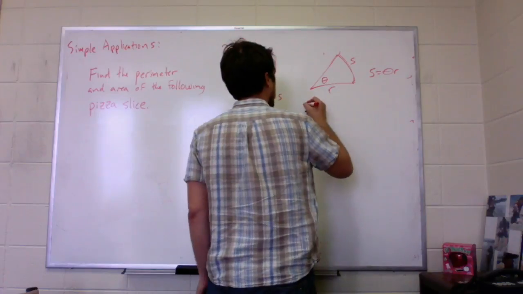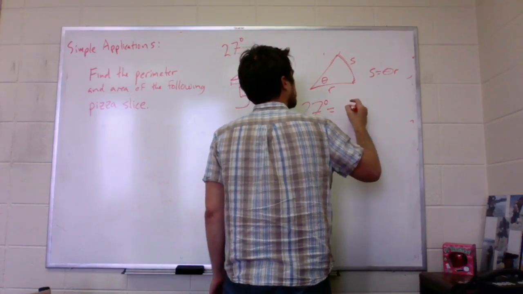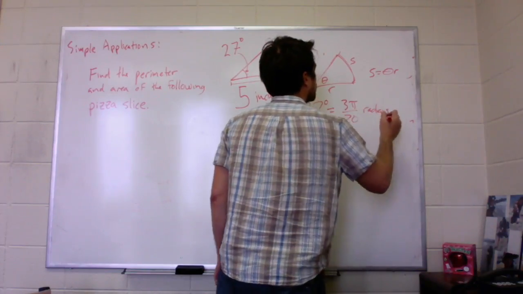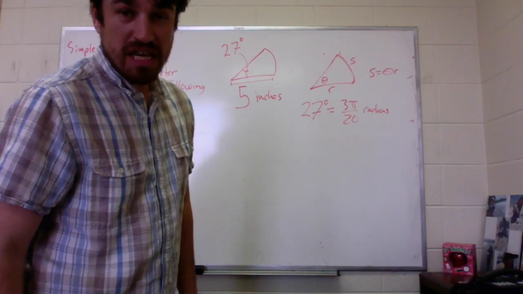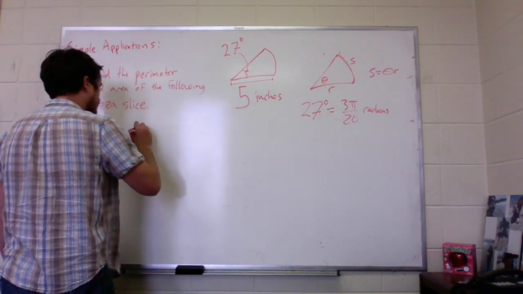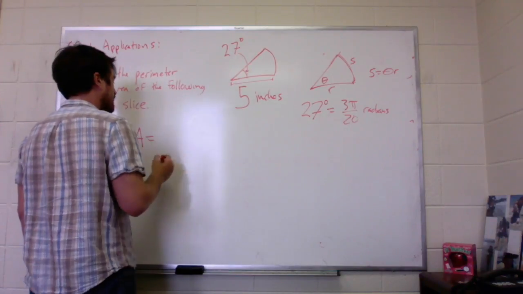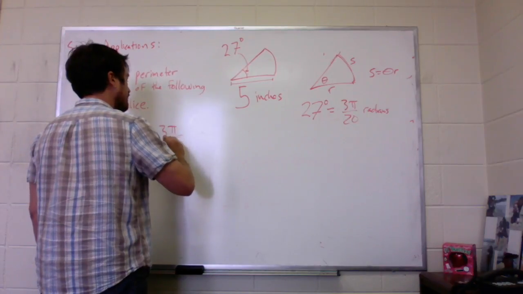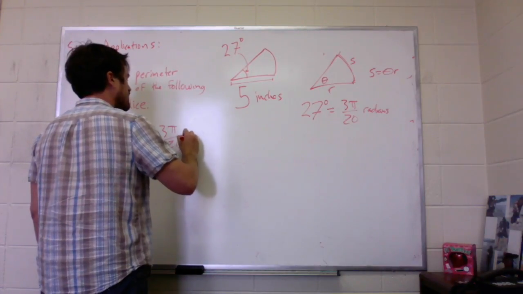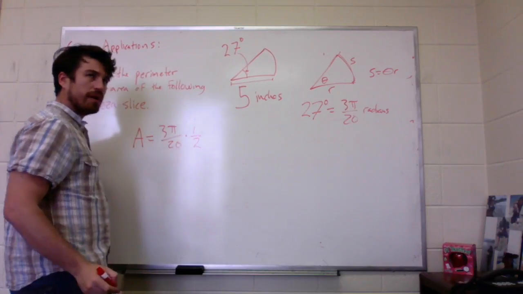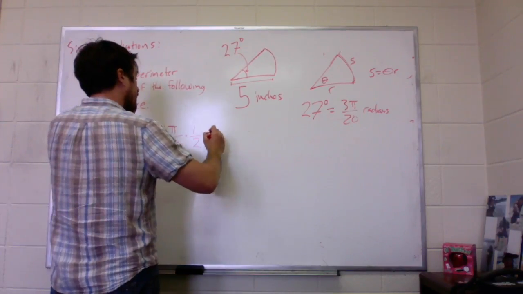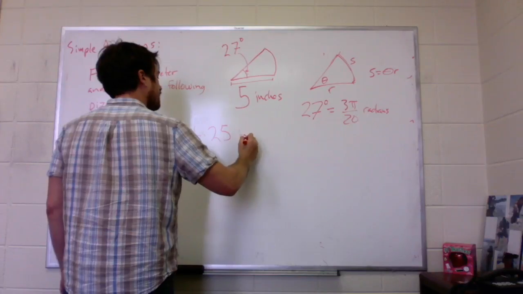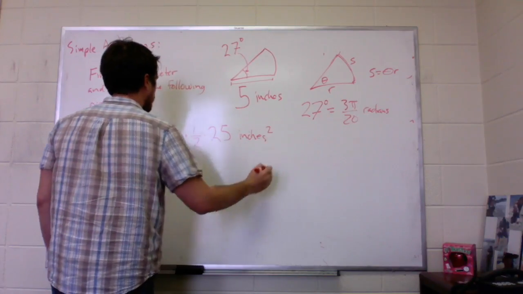So again, we're going to use the fact that 27 degrees is equal to 3 pi over 20 radians for the second problem as well. And it's going to go even easier. Using the formula directly, we know that the area of this little pizza slice is just theta divided by 2, so it's 3 pi divided by 20, and instead of dividing by 2, I'm going to multiply it by 1/2, times r squared, which in this case is just 25 inches squared. And that's it.